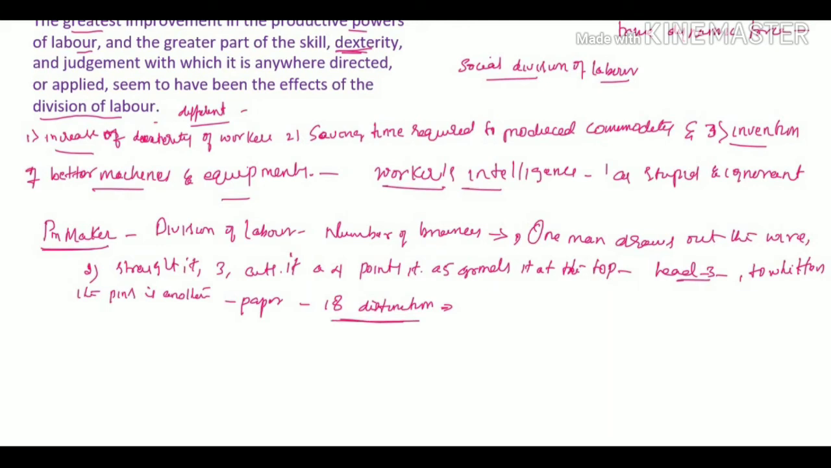This is the example of division of labor which is performed in manufacturers. This is the example of the social division of labor, which will improve the production and productivity of the industry.